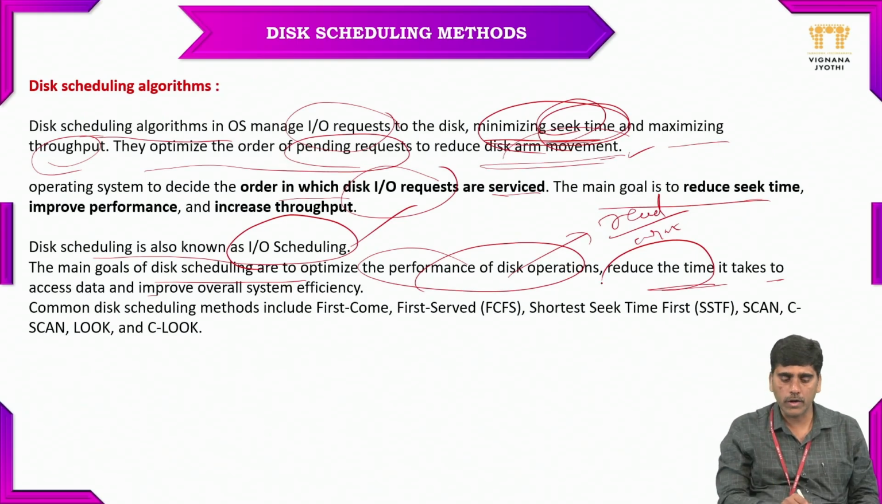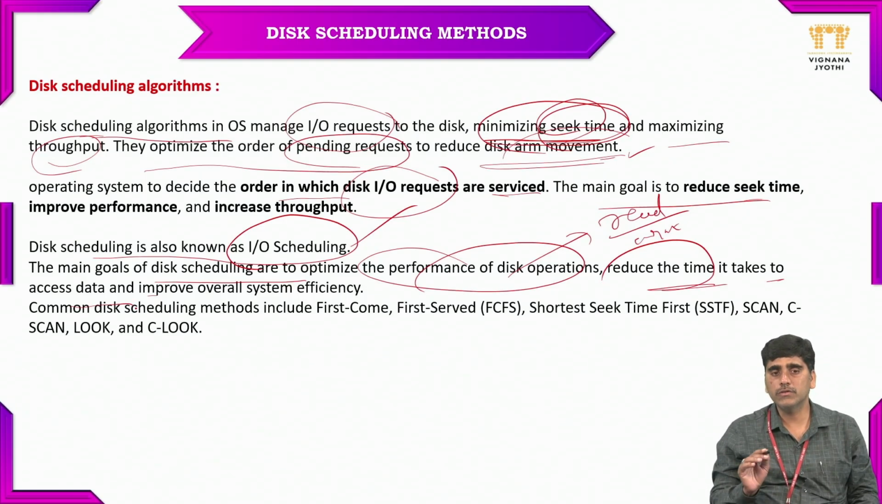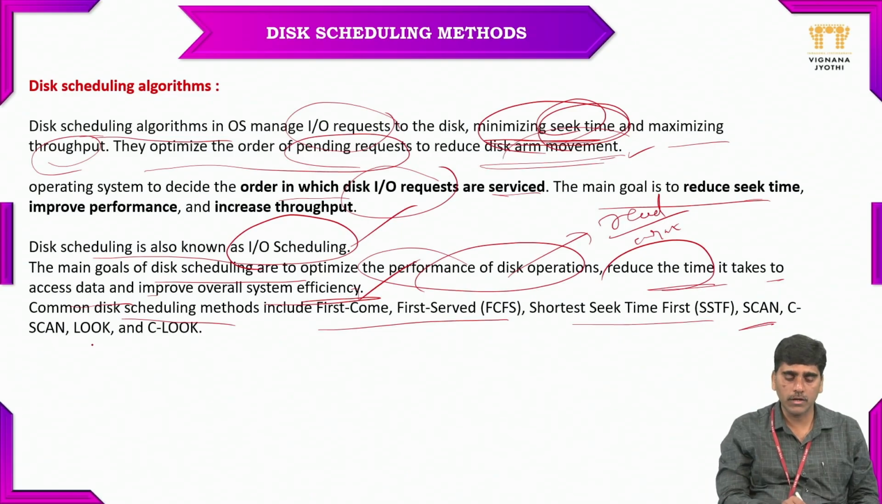So it takes to access the data, and by reducing all these, we can say that it improves overall system efficiency. To do this process, many disk scheduling algorithms, disk scheduling methods have been implemented. Out of all of them, FCFS, first come first serve, is one, shortest seek time is the second, and then the scan algorithm, C-scan algorithm, look algorithm, and C-look algorithm.